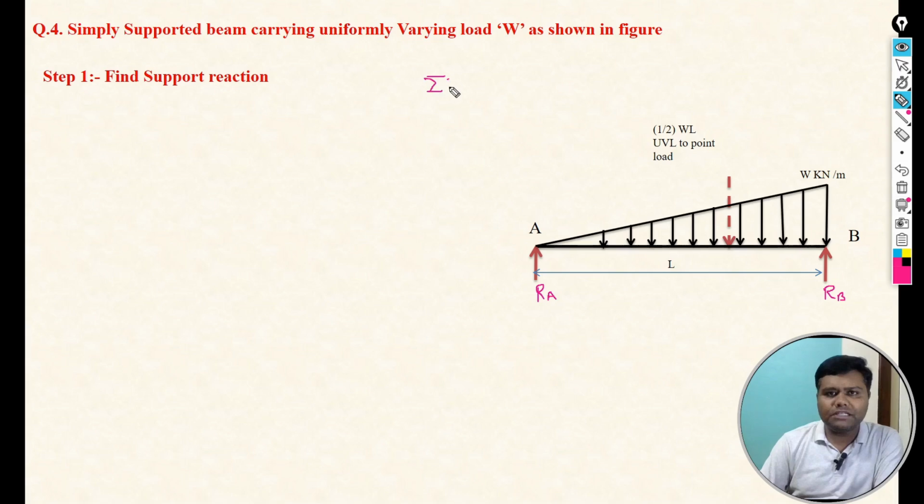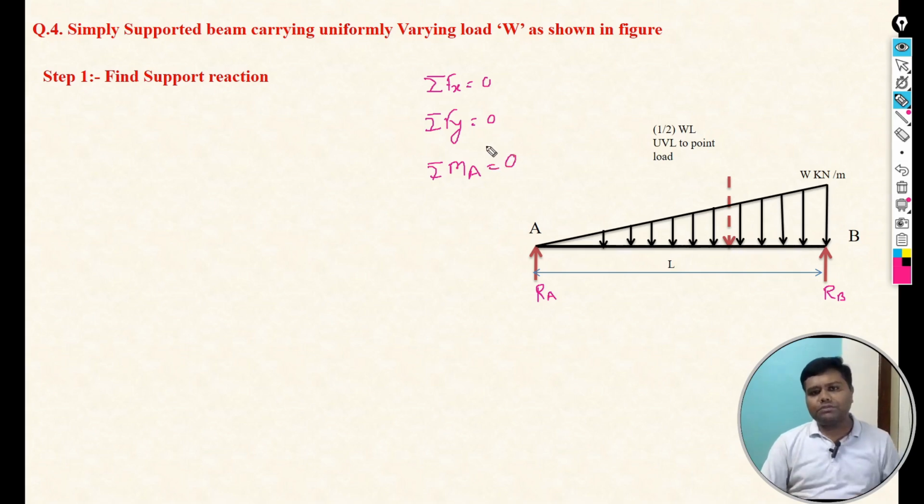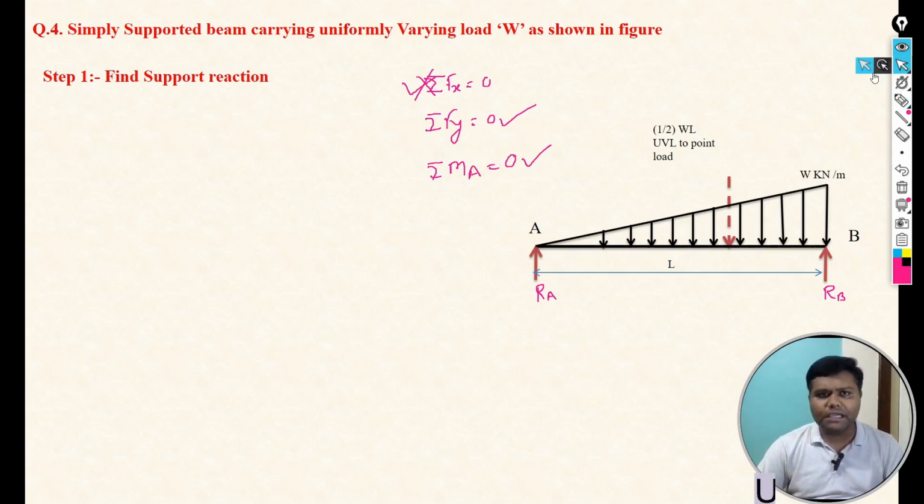We have three equilibrium conditions: summation Fx equals 0, summation Fy equals 0, and summation M_A equals 0. Out of these three, we are ignoring the first equilibrium condition, summation Fx equals 0, and we are applying only summation Fy equals 0 and summation M_A equals 0, and out of that, first we are applying summation M_A equals 0.